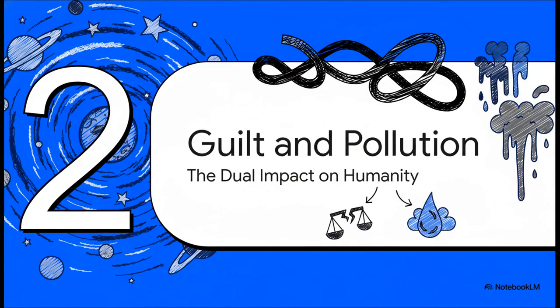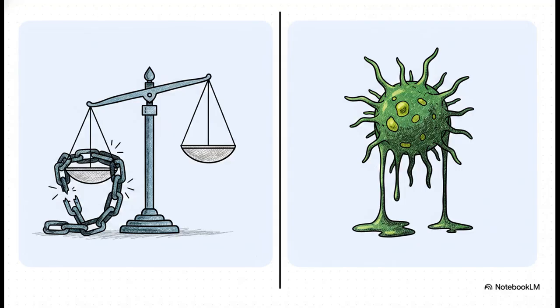Okay, let's transition down to the systemic level with our second pillar, Section 2, Guilt and Pollution, exploring the dual impact on humanity. Now, what's really interesting about this is how perfectly these two concepts are separated. First, we have guilt. This is the legal dimension. It's a status that makes humanity answerable and condemned before a holy God. And then we have pollution. This is the moral dimension. It's the internal infection that corrupts human minds, bodies, and daily lives.